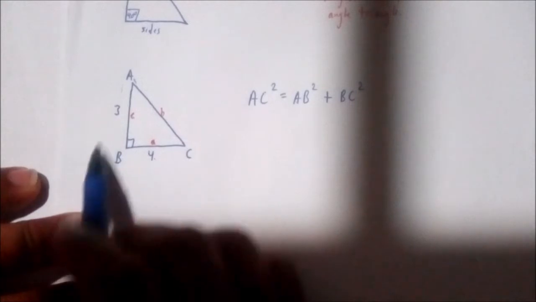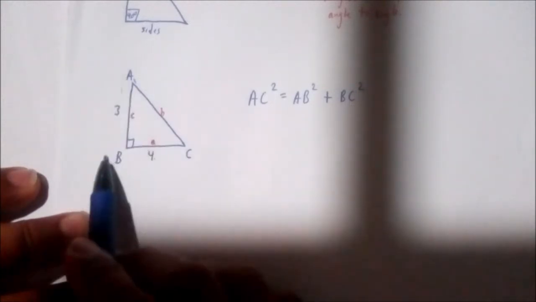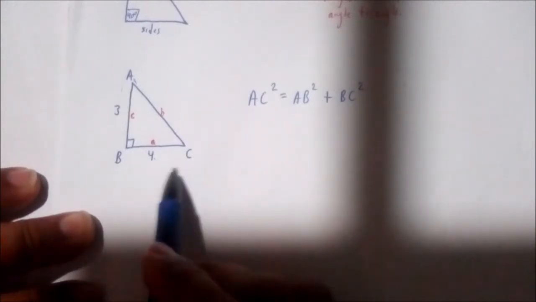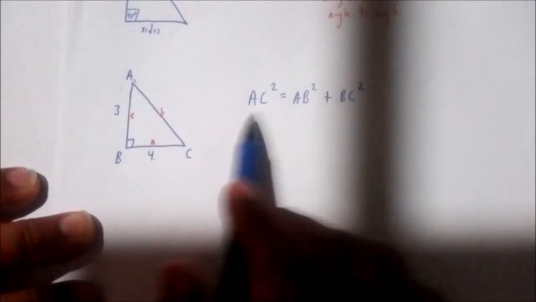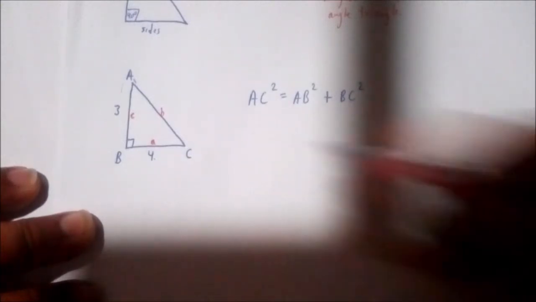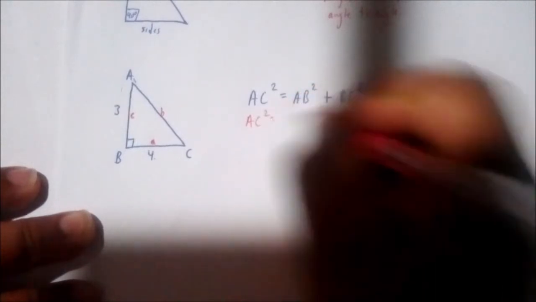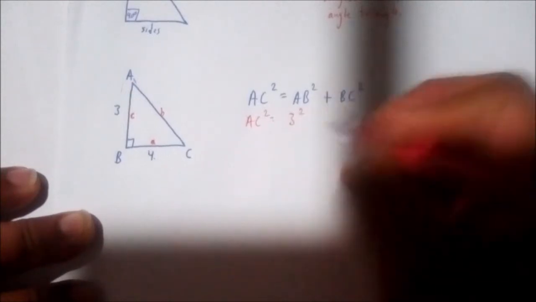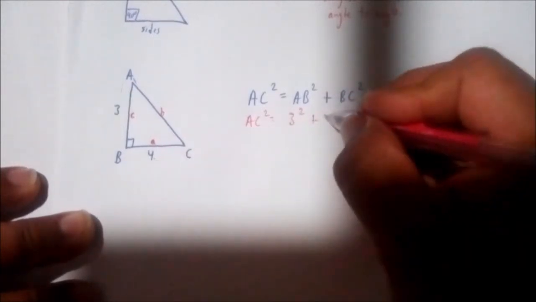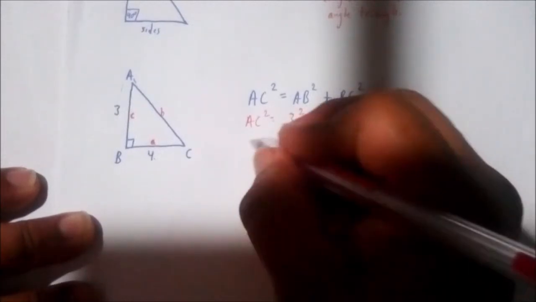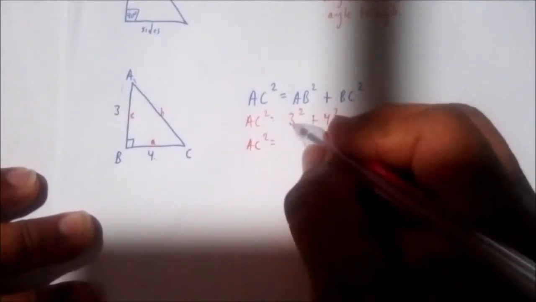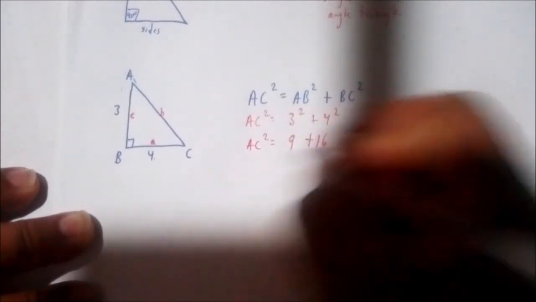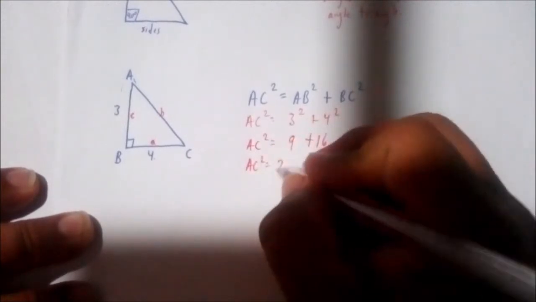If we have a right angle triangle where the distance AB equals 3 units and the distance BC equals 4 units, what would the distance AC equal? Well, this is what we would do. We would keep AC as unknown. AB is 3 squared plus BC, which is 4 squared. So AC squared equals 3 squared, which is 9, plus 4 squared, which is 16, and so AC squared equals 25.